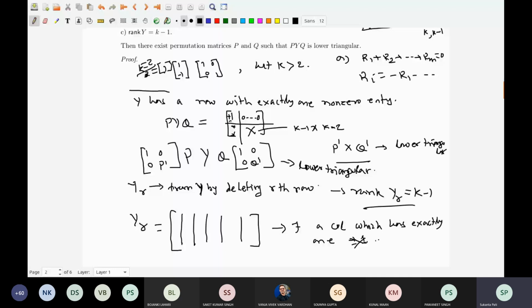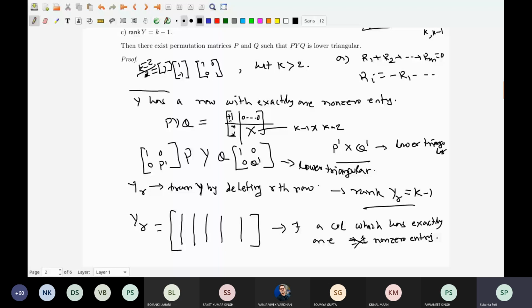Fine, no problem. Exactly 1, how did I conclude? Now if it has 0 non-zero entries, it means the column will be 0. In that case, the matrix should be singular anyway. So a 0 column is not possible. Every column having 2 non-zero entries is not possible, because in that case 1 will be 1 and 1 will be -1. So exactly 1 non-zero entry. There will be 1 column.